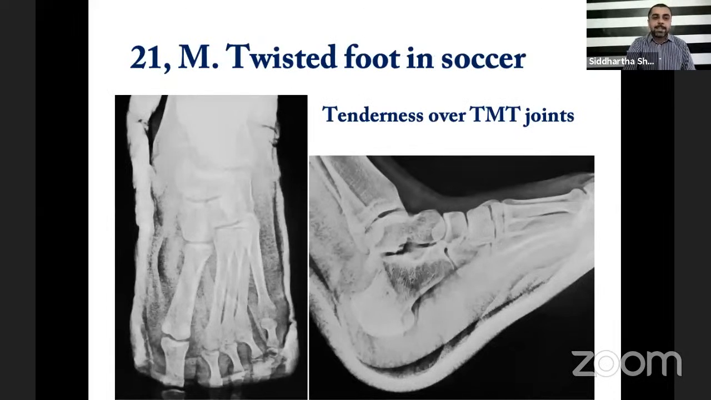So here is a case. A 21-year-old male comes into my emergency. The SR, the senior resident, does an X-ray. This is what was sent to me. Doc, is this okay? Should I send him back? I don't see anything. Should we send him back?